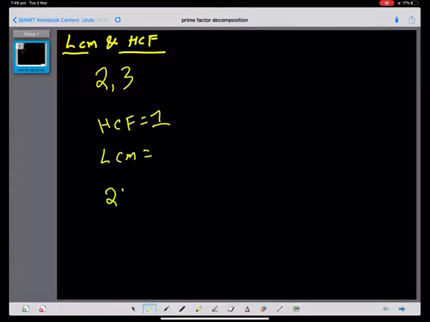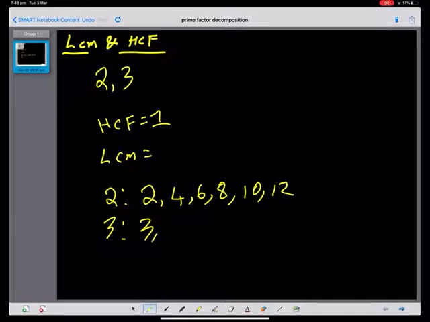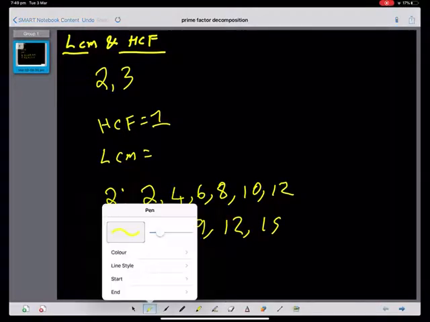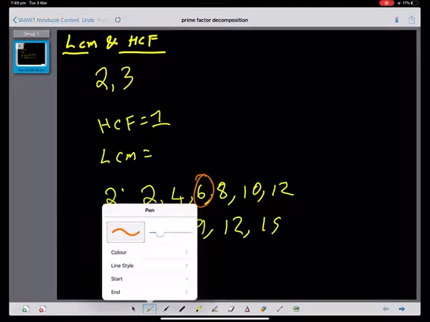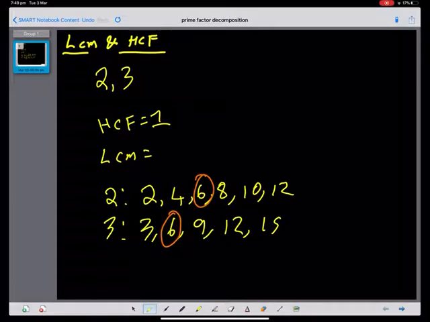So let's look at the multiples of 2: 2, 4, 6, 8, 10, 12. Let's look at the multiples of 3: 3, 6, 9, 12, 15. Let's select the lowest one there. The lowest common multiple is 6. It sometimes works that the lowest common multiple is the product, but this doesn't always work.